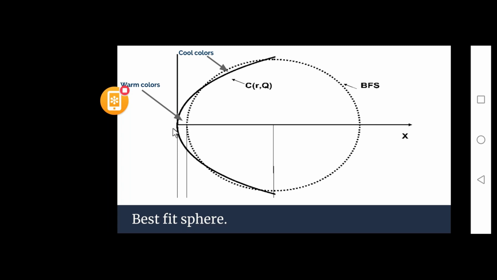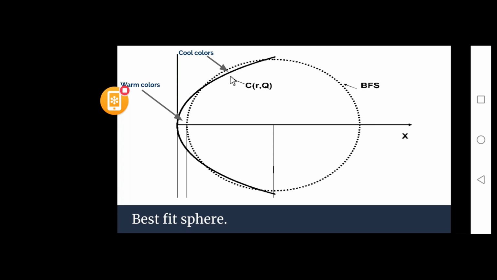In this area, if you can see over here, it is higher as compared to the best fit sphere, meaning it is elevated here. And elevation is signified by warm colors. On the other hand, over here the best fit sphere is higher than the cornea. That means the cornea is depressed in this region as compared to the best fit sphere. So over here it will be signified by cool colors.